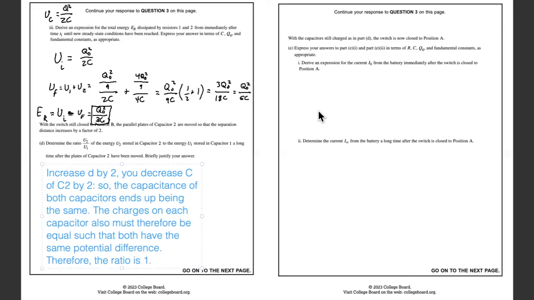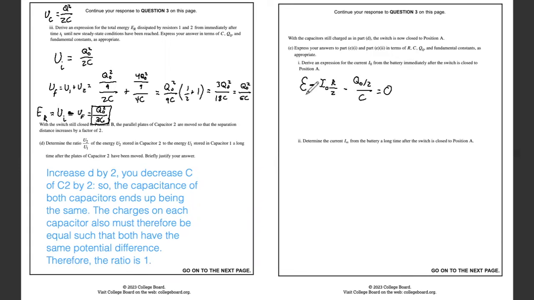Good. All right, on to the last two parts. Derive expressions for the current from the battery immediately after the switch is closed and a long time after the switch is closed. Ooh, we're almost done here, a lot of switching of these switches. Immediately after the switch is closed, from position D, our Kirchhoff loop rule gives E minus I0 times R over 2 minus Q naught over 2 divided by C equals 0, because capacitor 1 holds Q naught over 2.